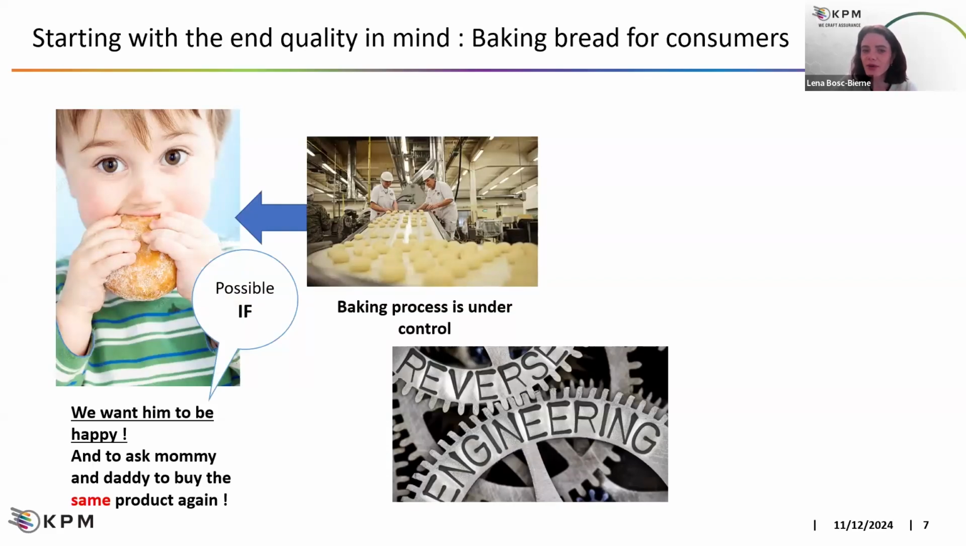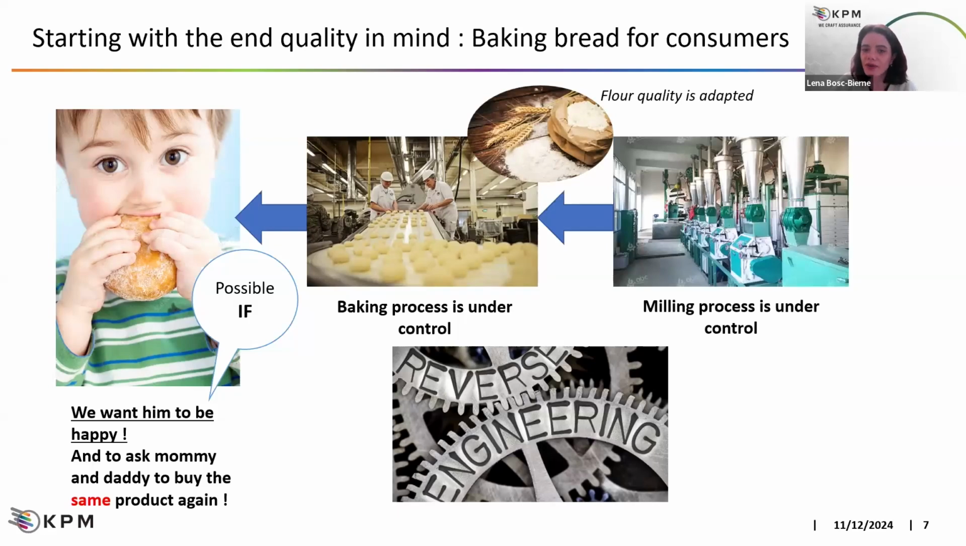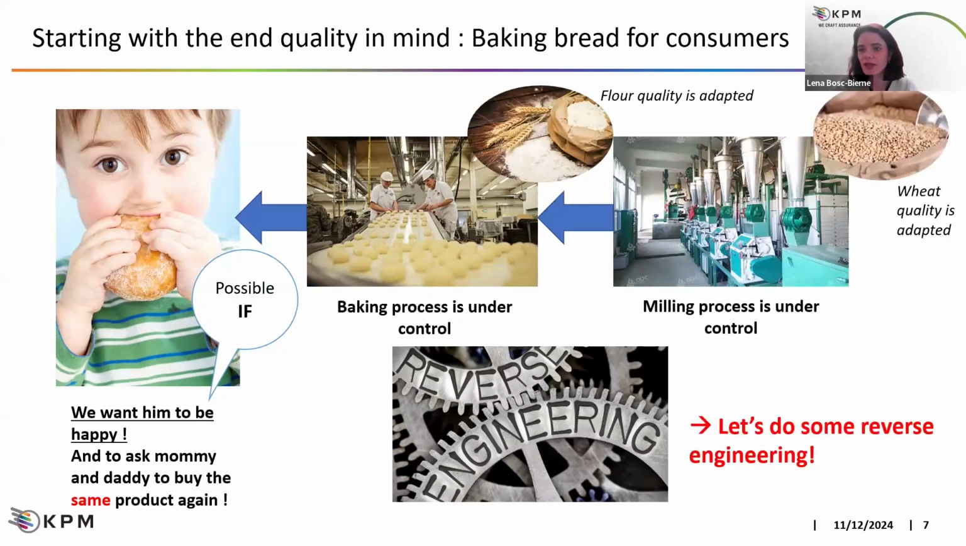If we get the baking process under control, that means that we have a flour quality that is adapted to this process. And to have a flour quality adapted to this process, then we need a milling process that is under control. And that also contains a lot of variables. And in the end, all of that is possible if we have the right wheat for making the right flour, for making the right final product. But again, that's not very complicated if we start by the end product.